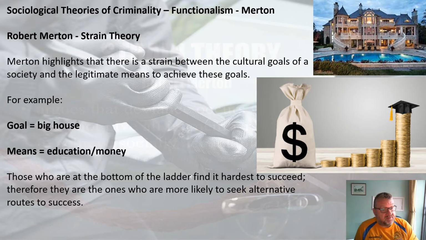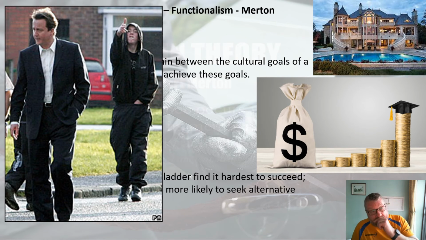Our means of getting there would be education, which gives us money. And of course, those who are at the bottom of the ladder find it hardest to succeed. Therefore, they are the ones that are much more likely to seek alternative routes to gain this. This picture of ex-Prime Minister David Cameron, a multi-millionaire, his dad was a millionaire, and then the disempowered youth behind giving him the signal with the mimicked gun, shows the difference between the advantaged and the disadvantaged within society.